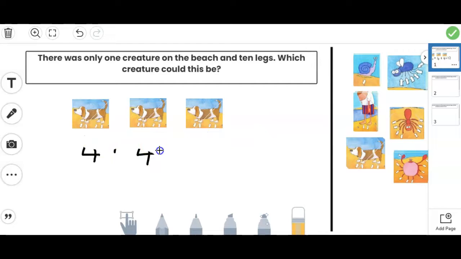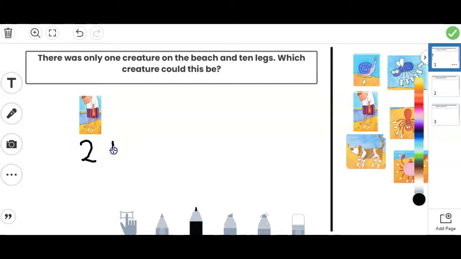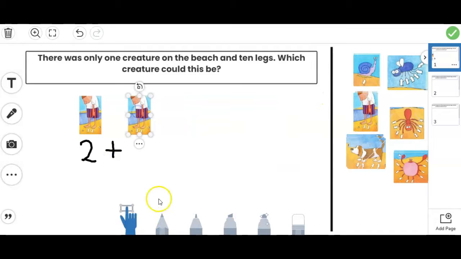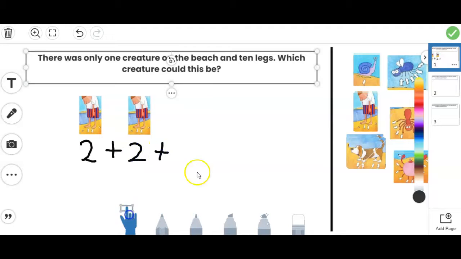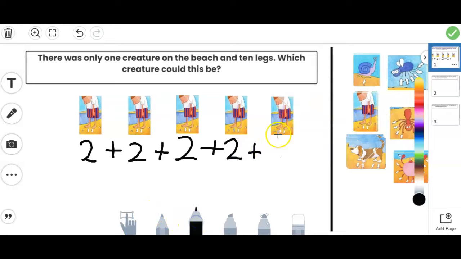So let's try maybe a person and we'll see. So here's one group of legs with the person. We know that they have got 2 legs. And then if I grab another one here, well, that's another 2 legs. So I can add another 2 and I'm up to 4. And then I can add another 2 legs. So 3 groups of 2 legs is going to get me to 6. And then another group of 2 legs is going to get me to 8. Oh, and then if I add one more, I have got 2, 4, 6, 8, 10. So it could be a person that's on the beach because I could have 10 legs and it could be 5 people. So it is 5 groups.